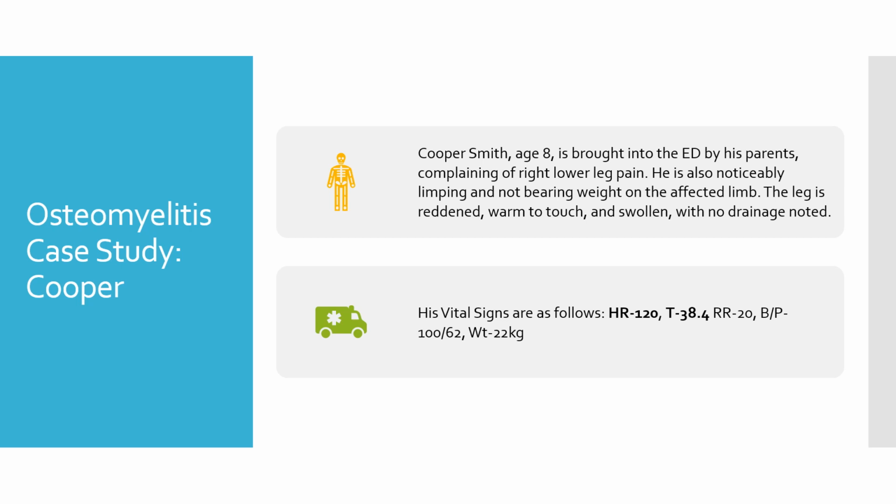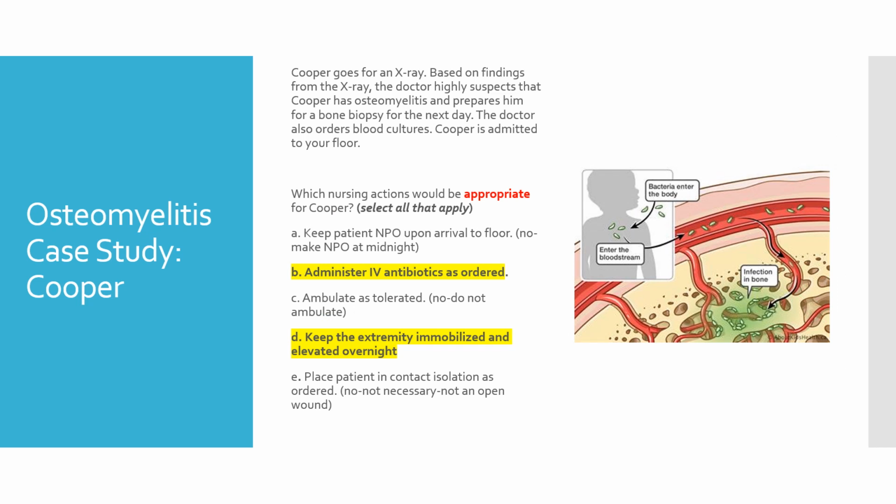Heart rate is 120, which is elevated. Temperature is 38.4, which is elevated. Respiratory rate is 20, blood pressure is 100/62, and weight is 22 kilograms. So Cooper goes for an x-ray. Based on findings from the x-ray, the doctor highly suspects that Cooper has osteomyelitis and prepares him for a bone biopsy the next day.